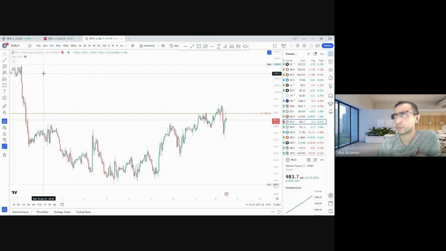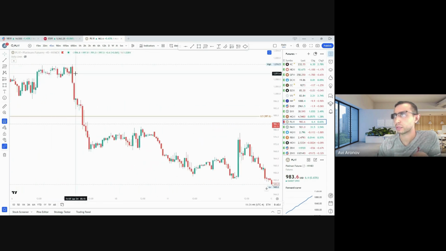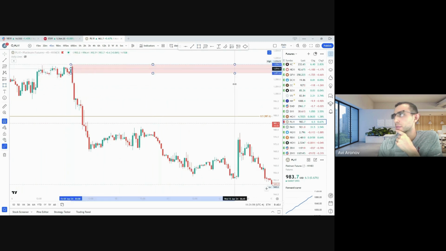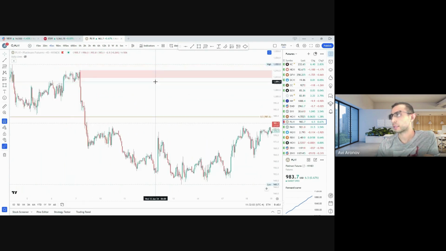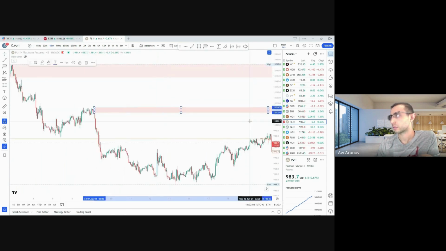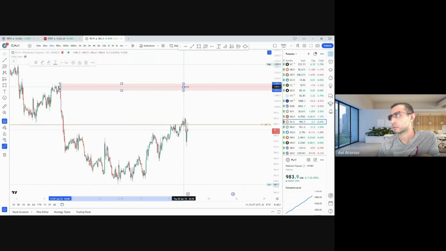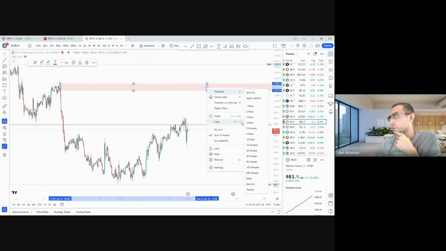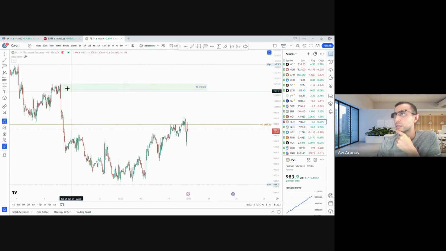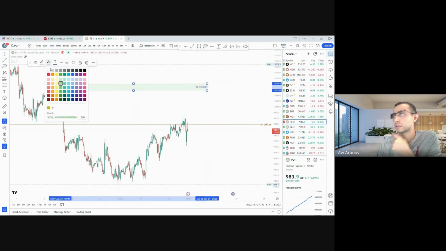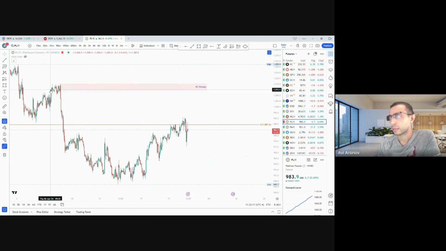So you see here we actually have a nice zone as well. The only thing is, it's fair, not as much of a drop in that candle. So I don't like it as much, but no problem. We'll highlight that as well. It's 45 minutes. We highlight that in red.